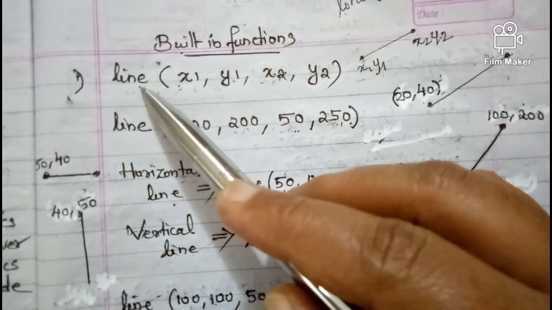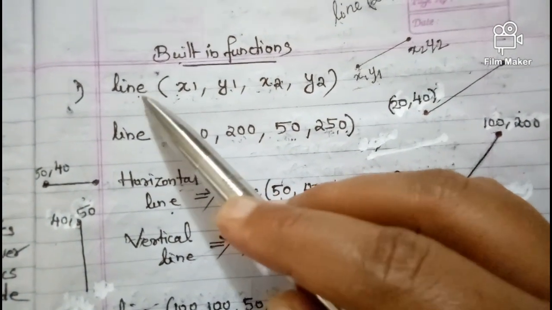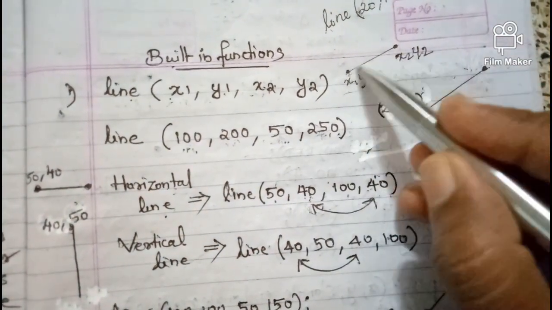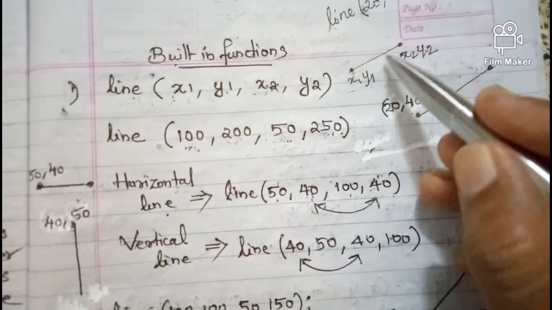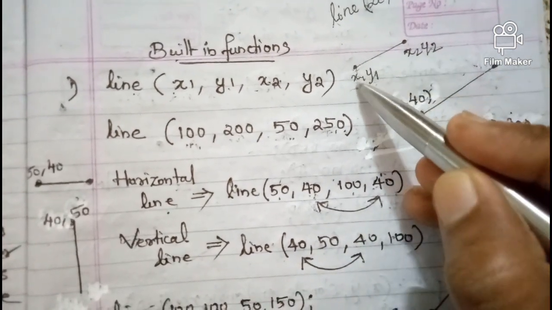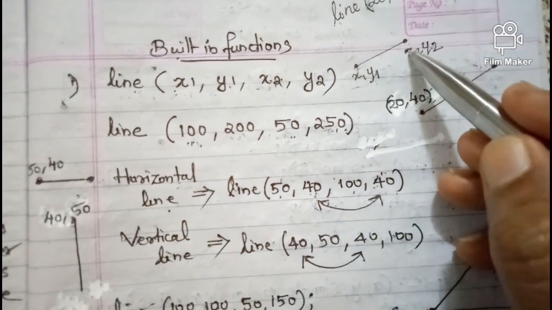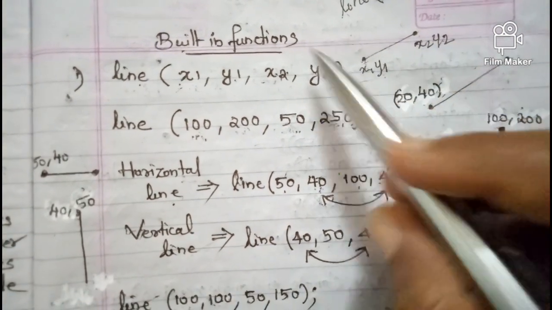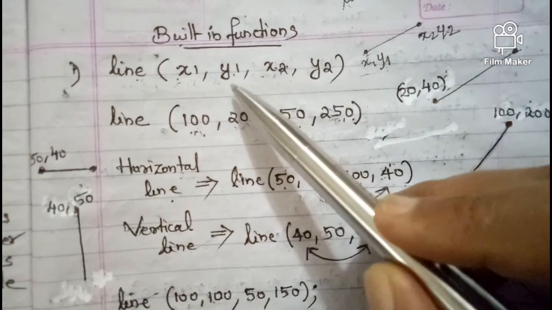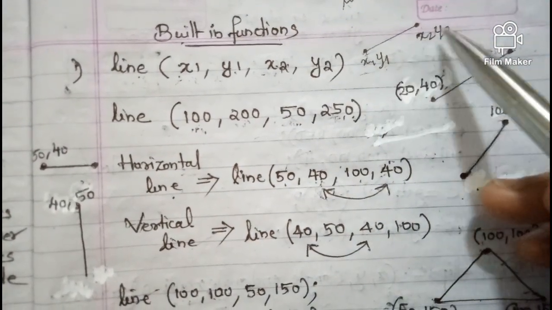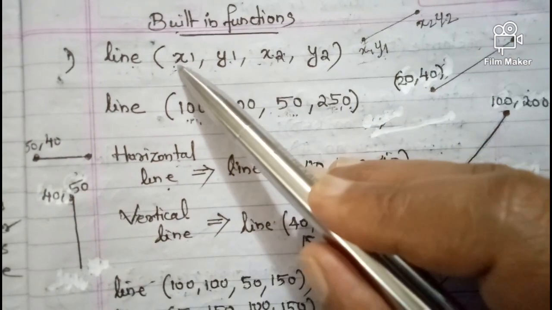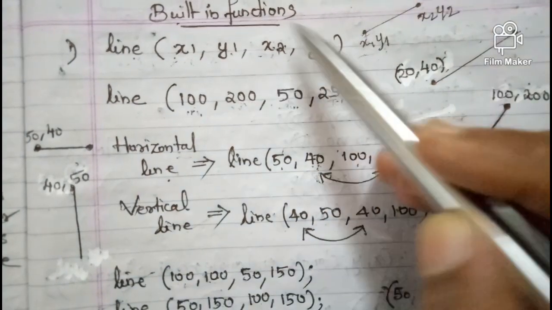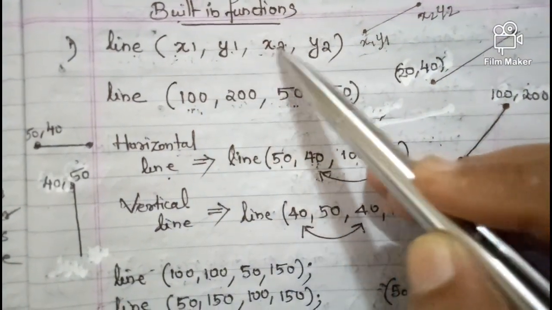First built-in function is a line function. Line function is used to draw a line. We know that this is a line and every line has two endpoints. First endpoint is represented by x1, y1 and the second endpoint is represented by x2, y2. These four values, that is x1, y1, x2, y2, are to be represented in the line function. So every line function has four arguments, x1, y1, x2, y2.